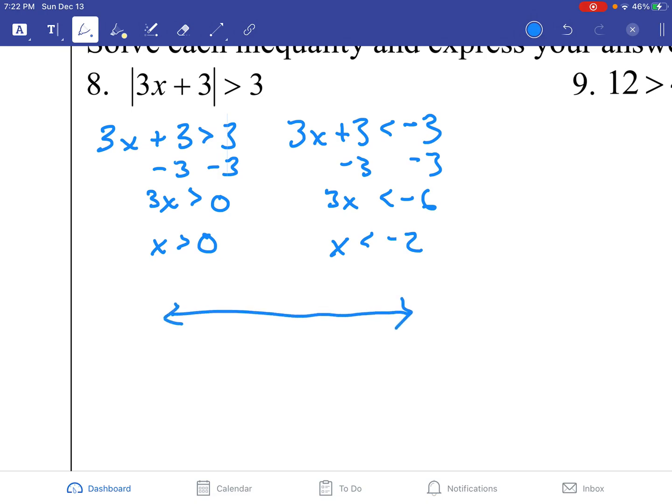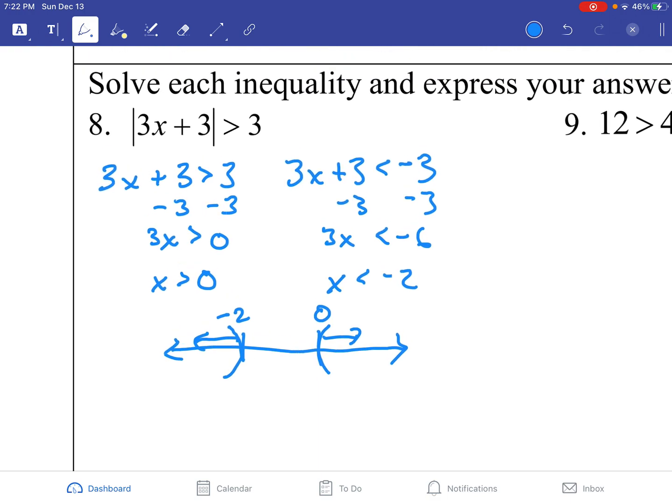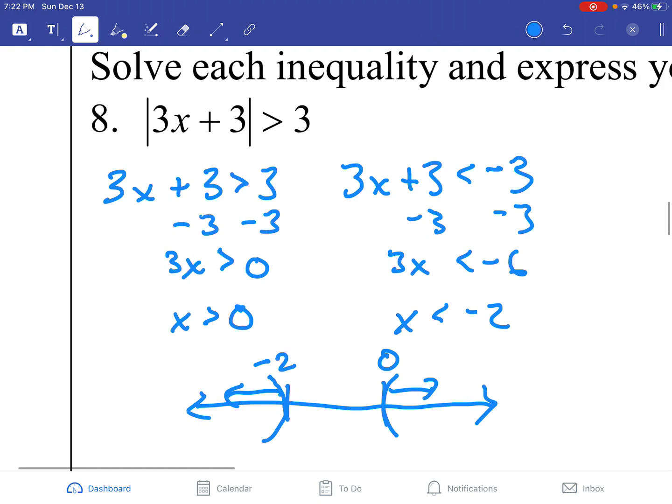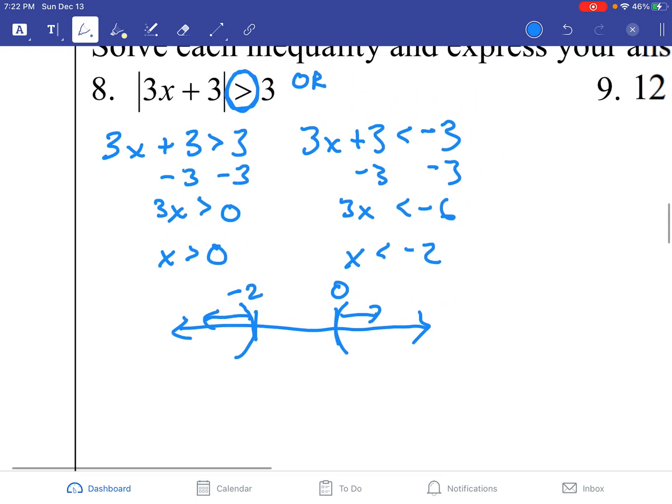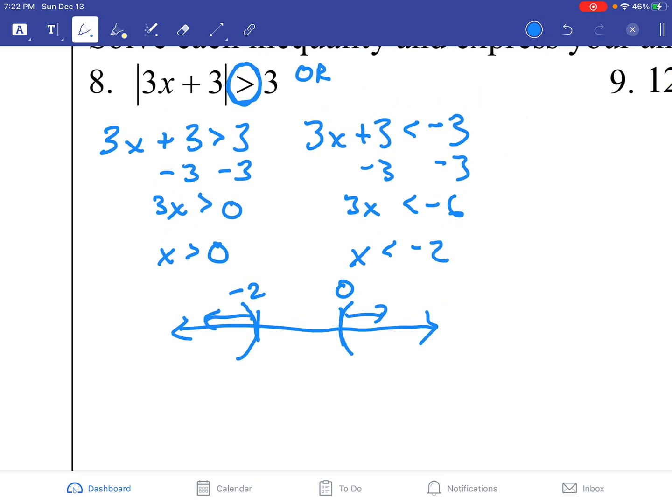Now we're going to graph it on a number line. So we have negative 2 here and 0 there. The negative 2 is a parenthesis going to the left, and the 0 is a parenthesis going to the right. Now, before we move on from there, I want to make sure that what we're graphing is actually correct, because we can figure this out by looking at the inequality sign up here. This is a greater than sign, a greater, versus a less than. All right, so that works as an or question.